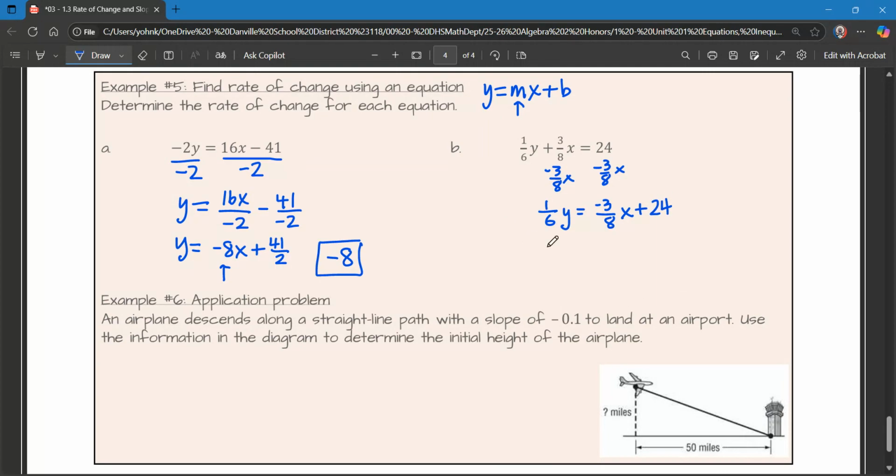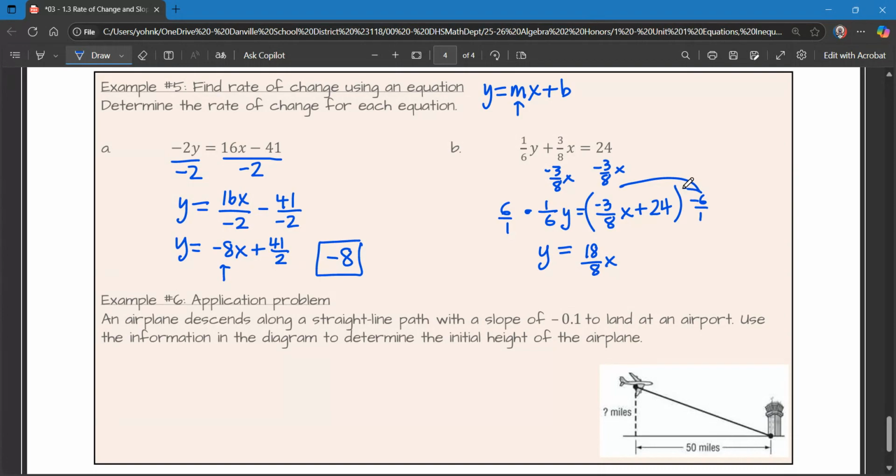Now I've got to get rid of this 1/6, so I can either divide everything by 1/6 or I can multiply everything by 6 over 1. That means everything on the right side. So that means I have to do negative 3/8 times negative 6 over 1. So that gives us 18/8 x. And then I have to do 24 times negative 6.